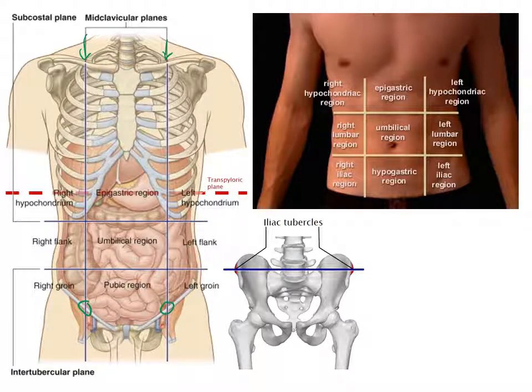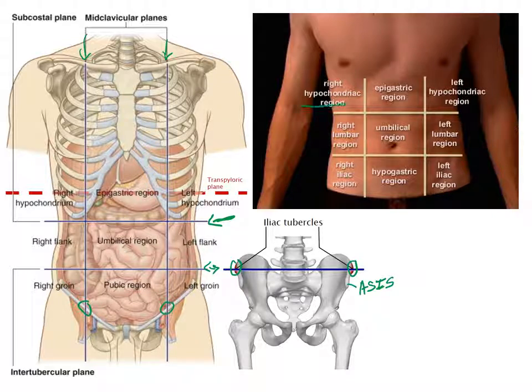Next, two horizontal planes are established. The first is referred to as the subcostal plane, shown here, which is positioned just inferior to the costal margin. And the second horizontal plane is the intertubercular plane, shown here to the left and right. The intertubercular plane crosses through the iliac tubercles, which are indicated here in red and circled in green. Notice that these iliac tubercles are positioned just superior to an important structure called the ASIS, which stands for the anterior superior iliac spine. These four planes produce 9 different regions.